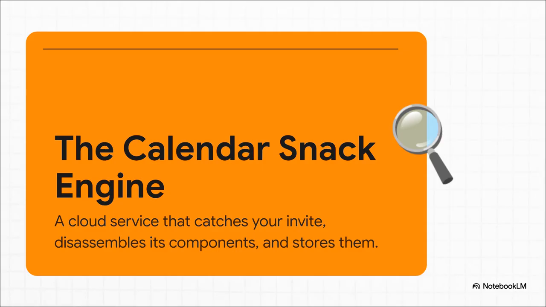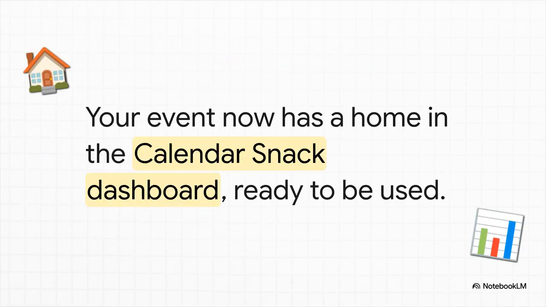So that special email address sends your event details over to something called the Calendar Snack Engine. Just think of it like this. It's a service in the cloud that catches your invite, carefully pulls it apart piece by piece, the title, the date, the description, all of it, and then stores all those little bits, linking them all back to you as the organizer. And the result of all that work in the background? Your event now has its own home. It's neatly organized inside the Calendar Snack dashboard, just waiting for you to use it. This basically becomes your new command center for all your event marketing.